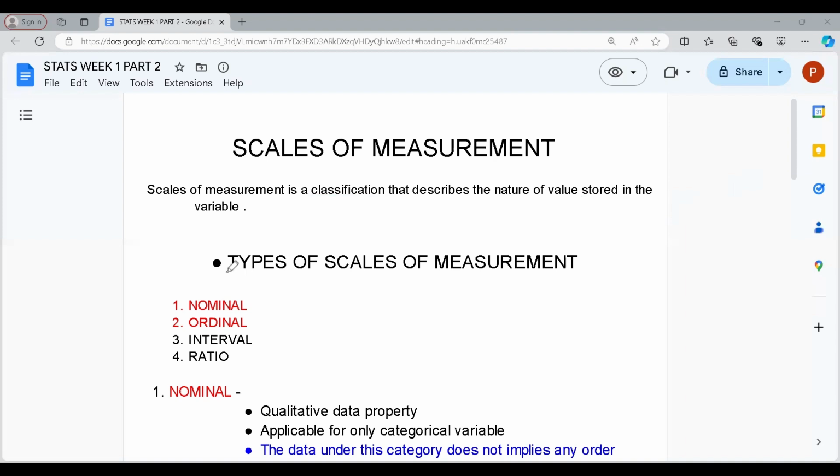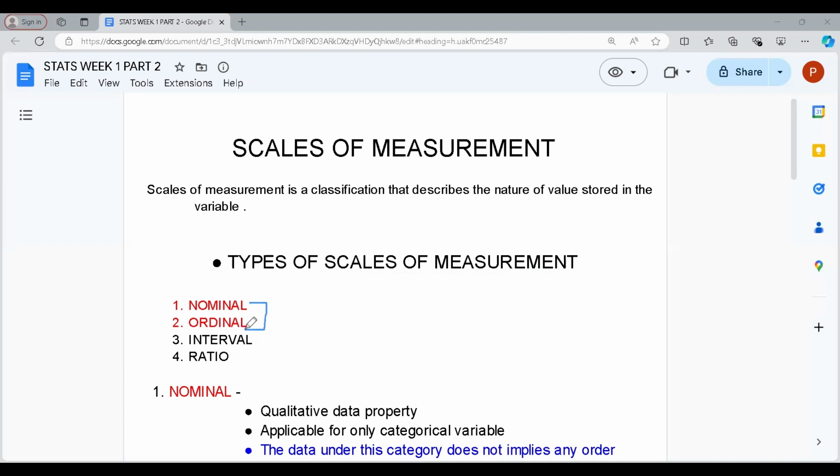We have broadly four main categories, that is, four types of the scales of measurement. First is nominal, then ordinal, interval, and ratio. I have marked nominal and ordinal with a separate color just to clarify that both of these belong to the categorical variable.